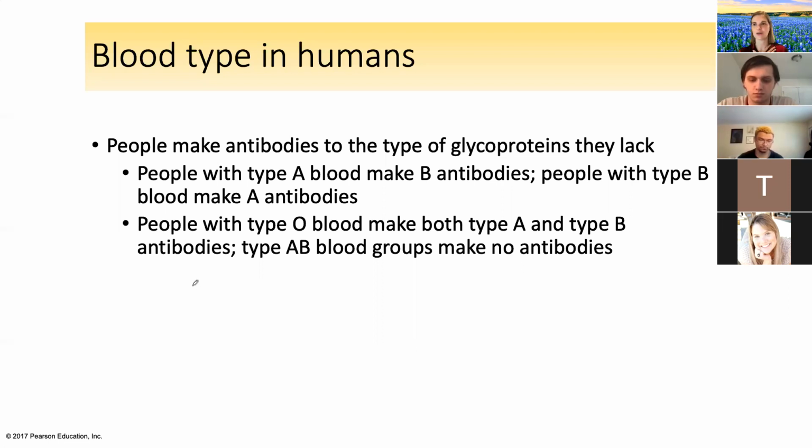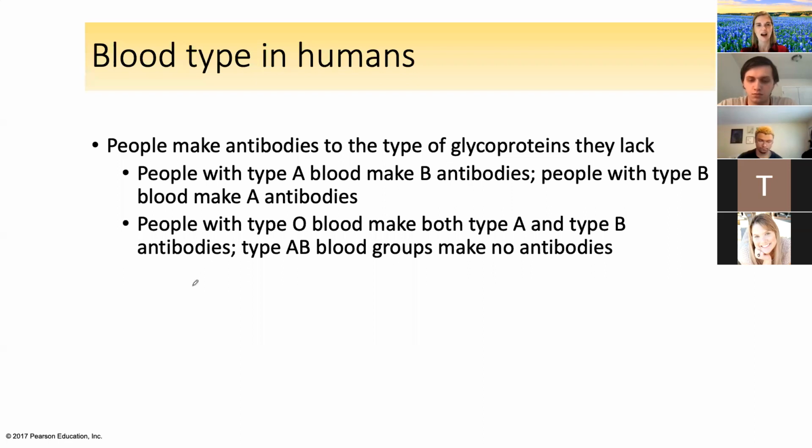So I have O blood. So my body would make antibodies against both A and B glycoproteins. It's not going to like either of them, right? And so if you have A blood, your body will make antibodies against the B glycoproteins, whereas if you have type B blood, your body will make antibodies against the A glycoproteins. Makes sense to everybody? So they're going to make the antibodies against the thing you don't have.